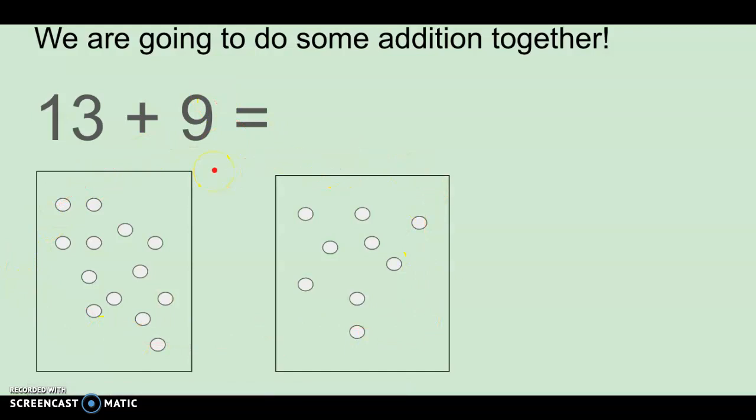So let's count all of them. 1, 2, 3, 4, 5, 6, 7, 8, 9, 10, 11, 12, 13, 14, 15, 16, 17, 18, 19, 20, 21, 22. We have 22 dots all together. So we know that 13 plus 9 equals 22.